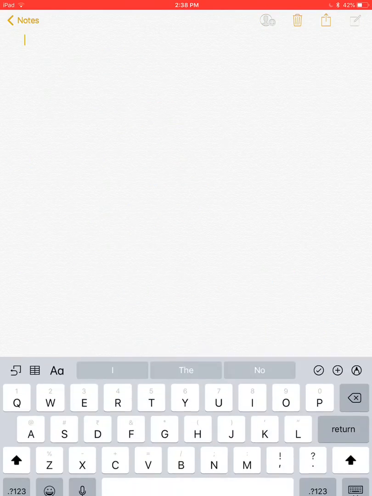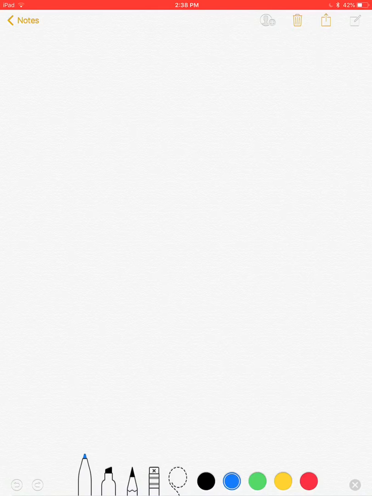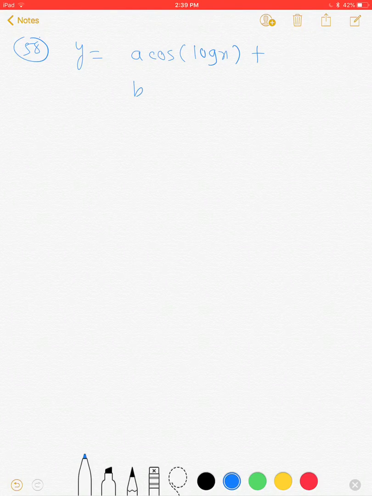Thank you. Next question, that is question number 58. We have to find the correct relation. It is given that y is equal to a cos of log x plus b sine of log x. So we have to find the correct option. First understand that I am not going to write the options this time. Just understand what steps we have to follow.